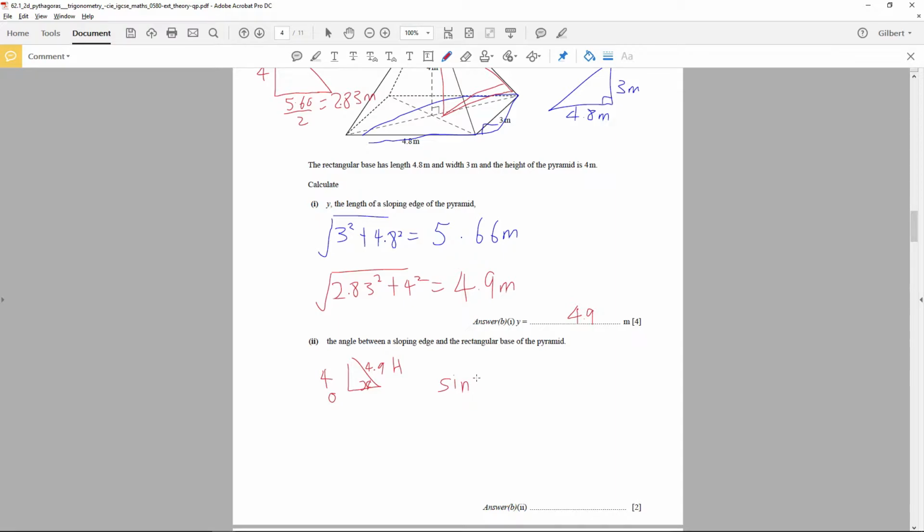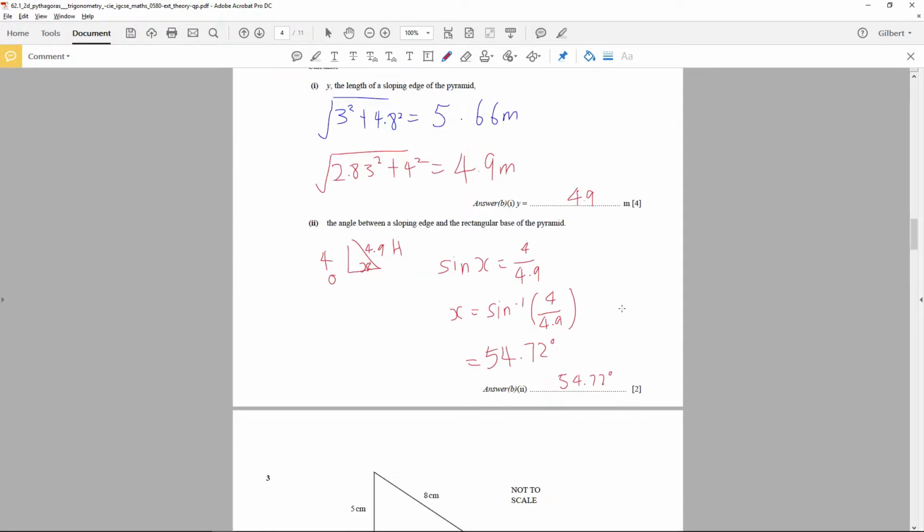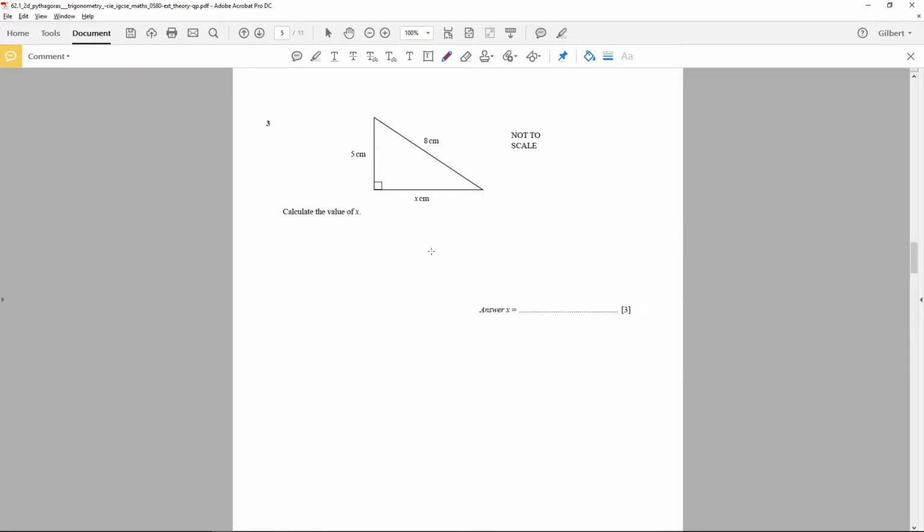Sine x equals opposite over hypotenuse. x equals shift sine 4 over 4.9. Your answer will be shift sine 4 over 4.9, exactly 54.72 degrees. 54.72 degrees. Okay, next question.